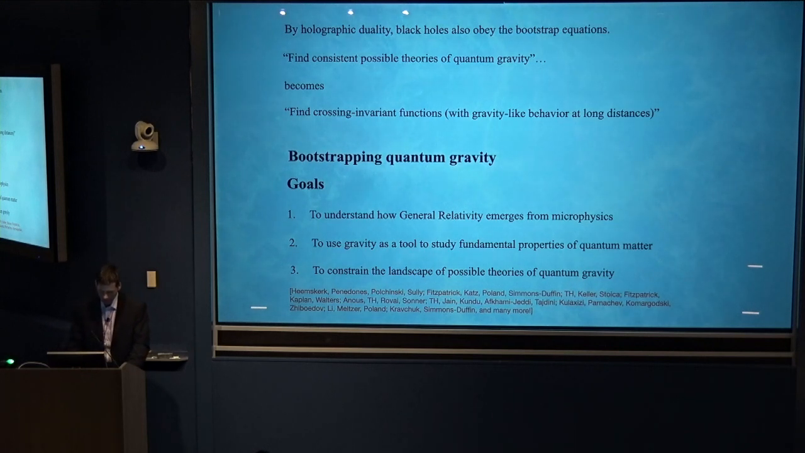And third, to constrain the landscape of possible theories of quantum gravity. As I've emphasized, we don't have a complete theory, but we're trying to pin down what the possibilities are to explore what the different theories could be.